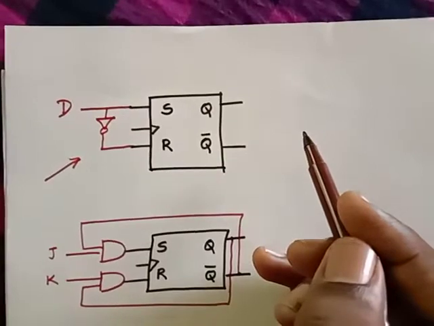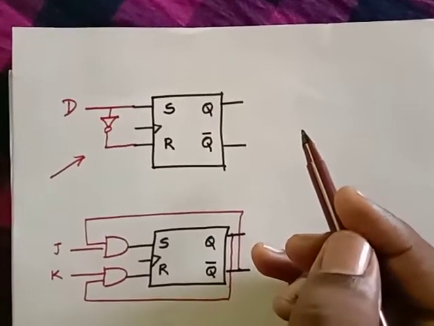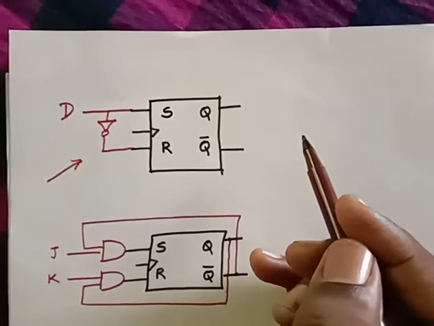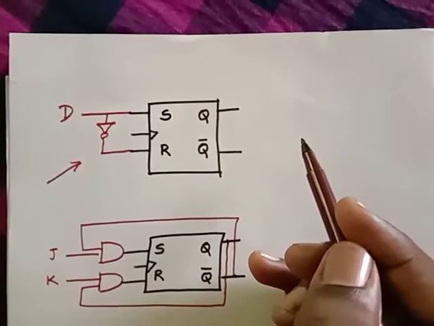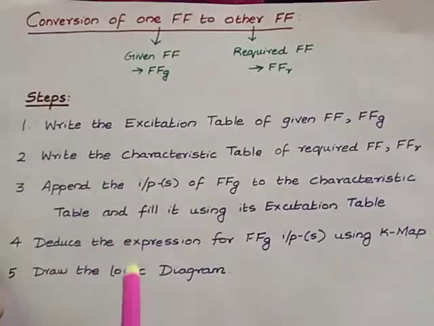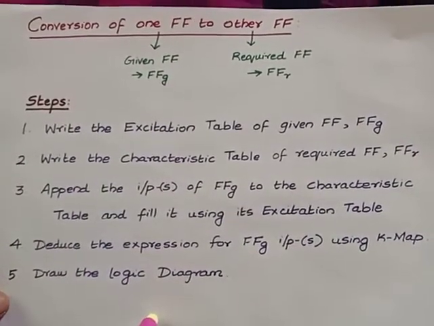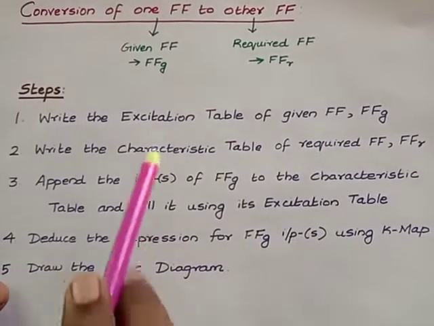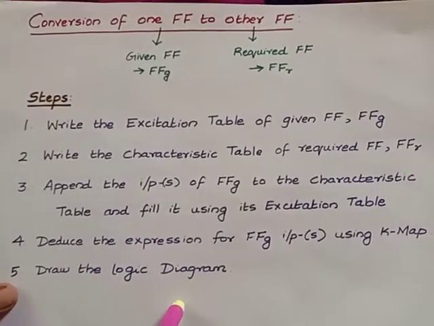I'll explain the procedure one by one, and then I'll teach you a couple of examples, and then you can work out more examples at home. Now I have given you the procedure for converting one flip flop to another flip flop. I'll just tell you what it is first, and then we'll follow these steps to convert one flip flop into another.